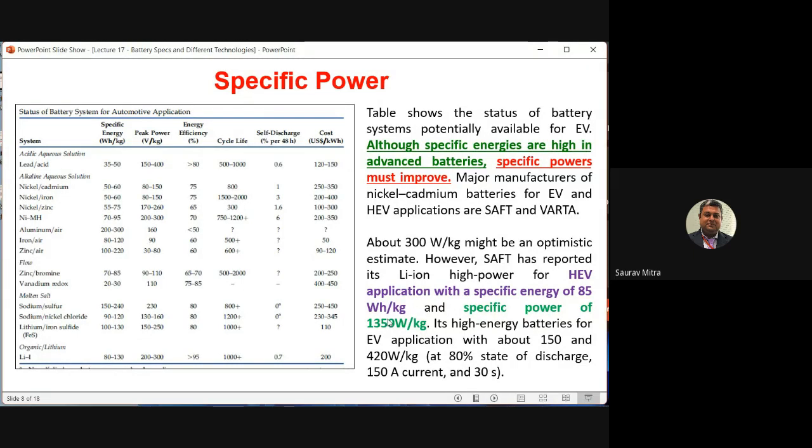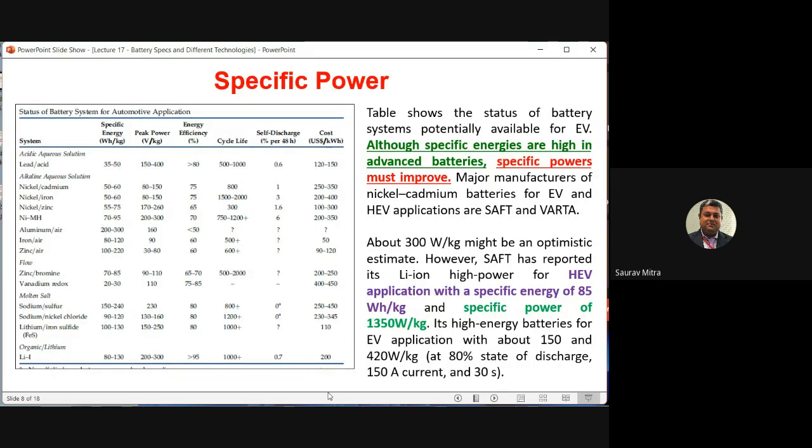I'm repeating the important thing again. Specific energy unit is watt hour per kg, and specific power unit is watt per kg. Because if you divide energy by time, you get power. Whenever you divide watt hour per kg by time, the hour goes, and what remains is only watt per kg. So you should remember these two things: specific power unit is watt per kg, specific energy unit is watt hour per kg.